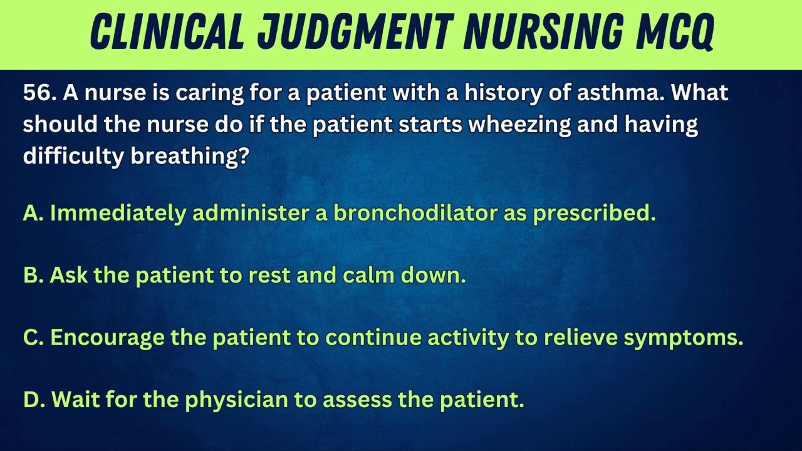What should the nurse do if the patient starts wheezing and having difficulty breathing? A. Immediately administer a bronchodilator as prescribed. B. Ask the patient to rest and calm down. C. Encourage the patient to continue activity to relieve symptoms. D. Wait for the physician to assess the patient.